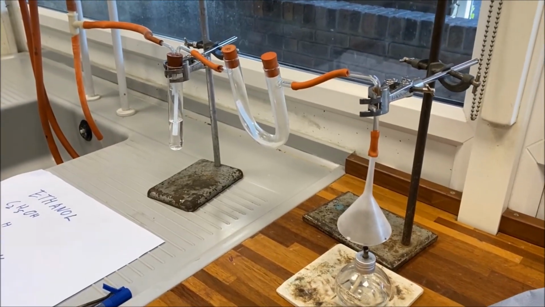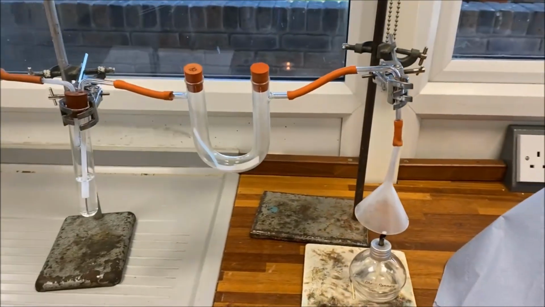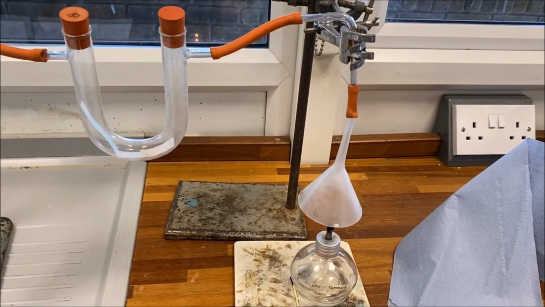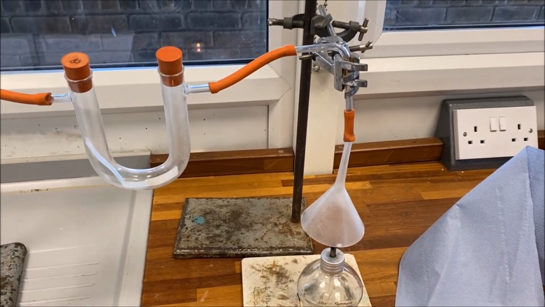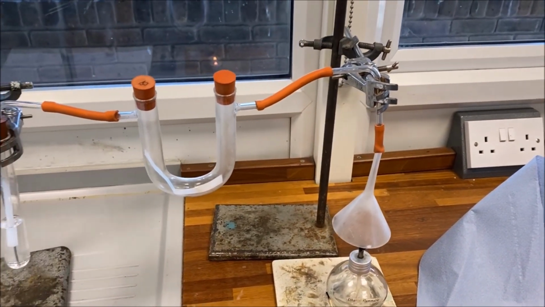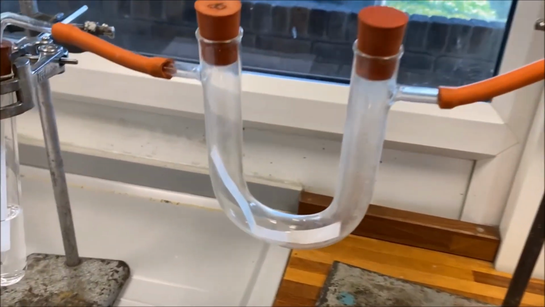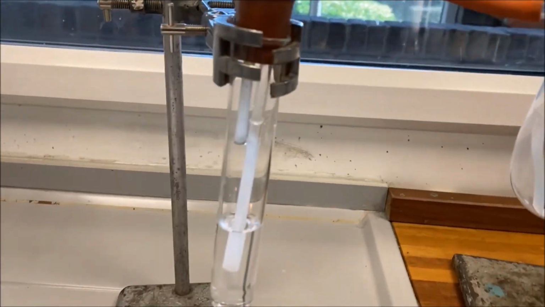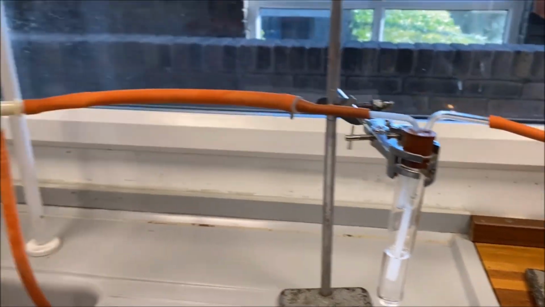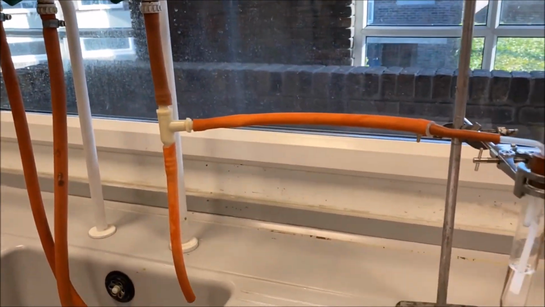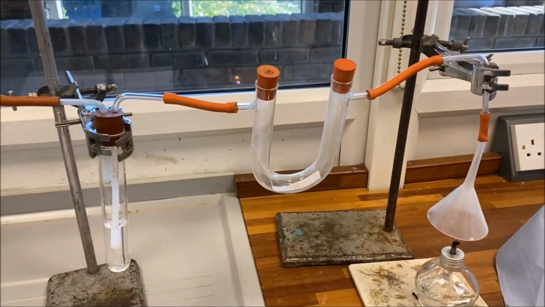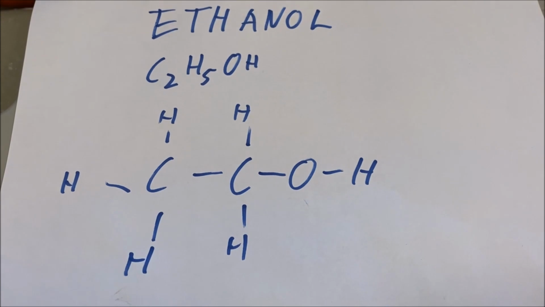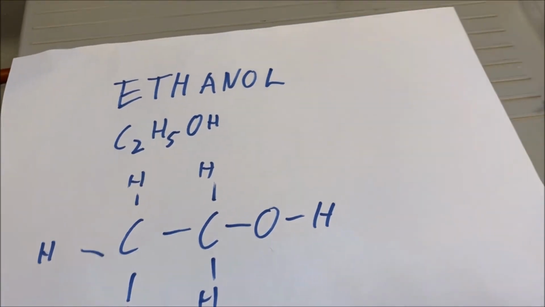So here is our setup to show the products of combustion. I have got my fuel, which is ethanol, a funnel to collect the products which are going to go into this U-bend tube. I've got some blue cobalt chloride paper ready to go in there, lime water in here, and then it's just set up on a tap to help draw the gases through. So I'm burning ethanol. Here is the formula. Let's see what we're going to make.